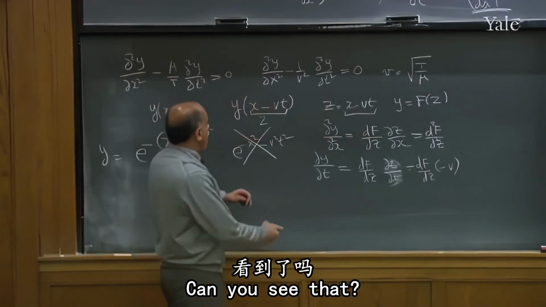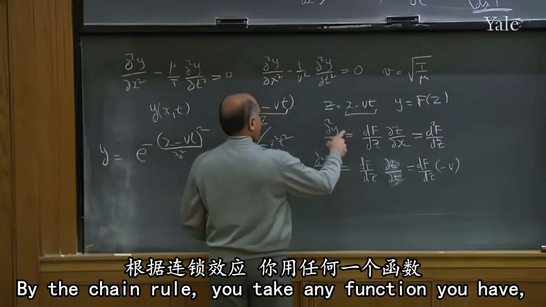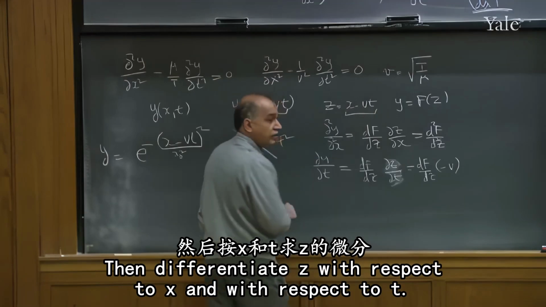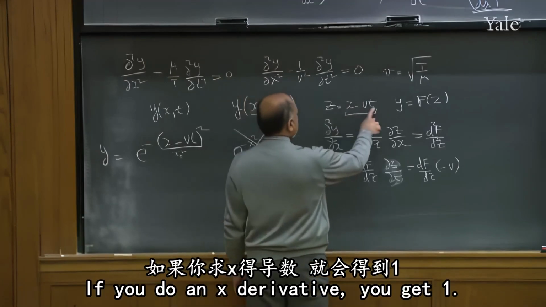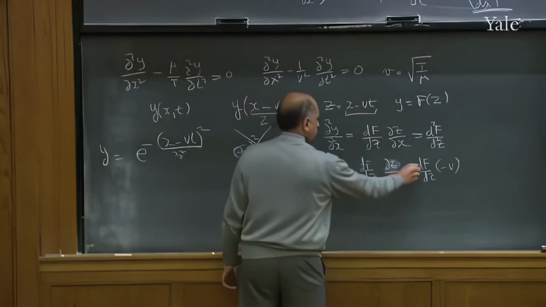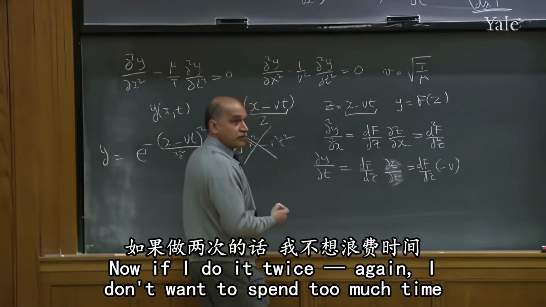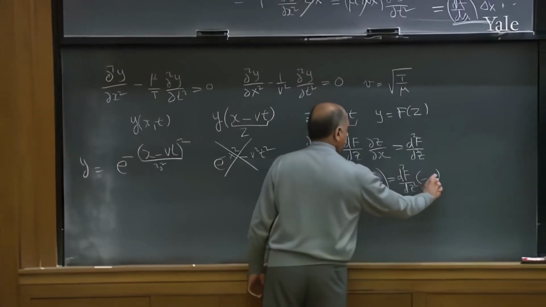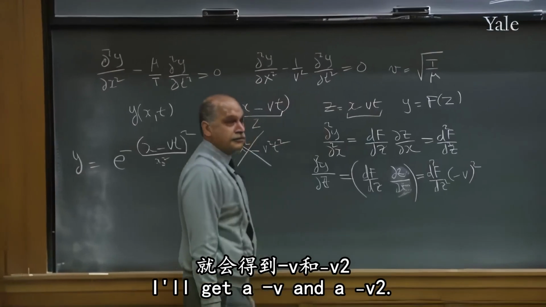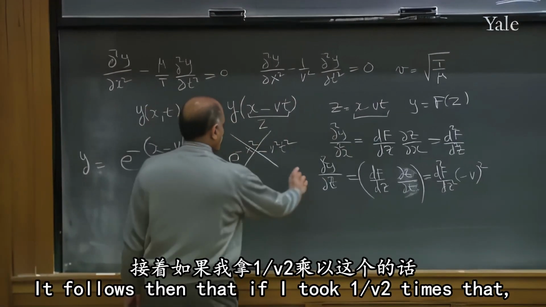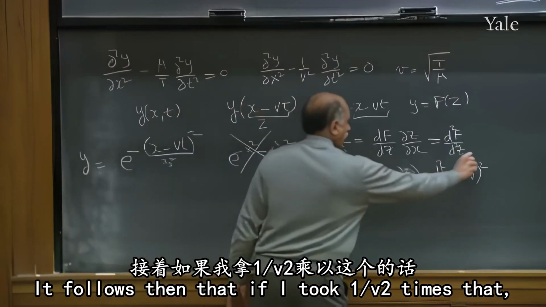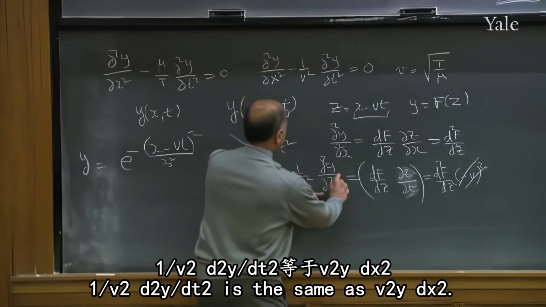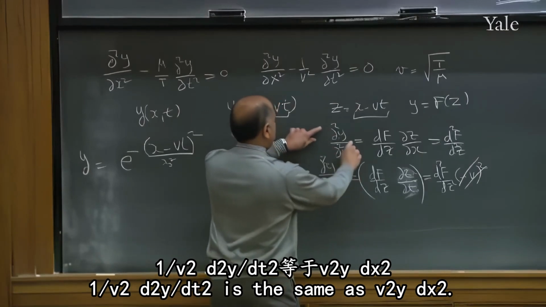Can you see that? By the chain rule, you take any function you have, first differentiate with respect to z, then differentiate z with respect to x or with respect to t. If you do an x derivative, you get 1. If you do a t derivative, you get minus v. Now, if I do it twice, again, I don't want to spend too much time. If I do it twice, I'm going to skip the intermediate step. I'll get a minus v and a minus v, so minus v squared. It follows then that if I took 1 over v squared times that, can you see that now? 1 over v squared d squared y dt squared is the same as d squared y dx squared.